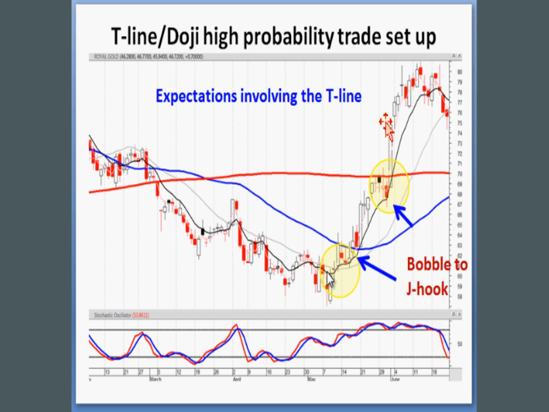Is it safe to enter the stock if it crosses the T-line a second time after the candlestick signal? Probably. I'd have to look at an example. What point of the J-hook? Depends on, again, that's a different training. When I come up with a T-line or a J-hook pattern, I'll show you when to get in.